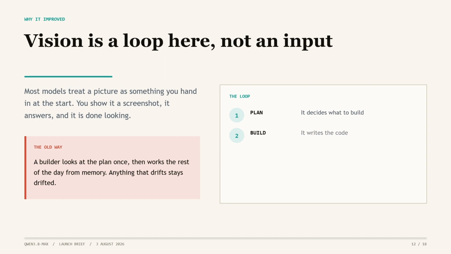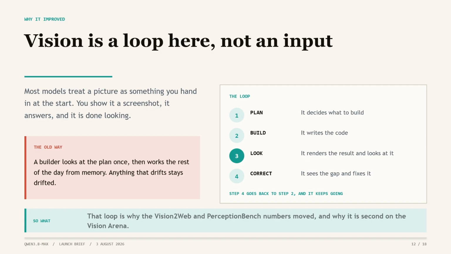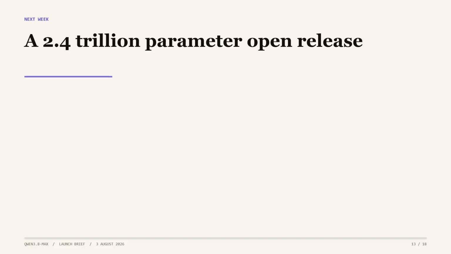This model keeps looking while it works. It plans, it builds, it renders what it built and looks at it. Then it sees the gap and fixes it, and then it goes back to building and does it again. The third step, the looking, is the part most models skip. That is why the visual web development scores moved, and it is why it is second in the world on the vision board. Next week, they say the open weights go open.